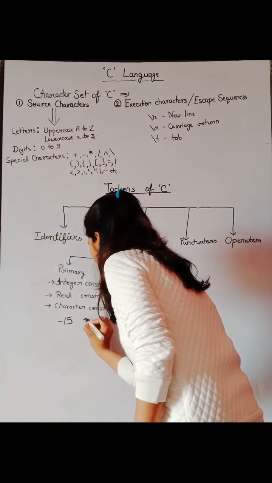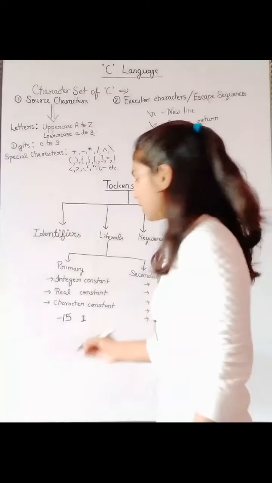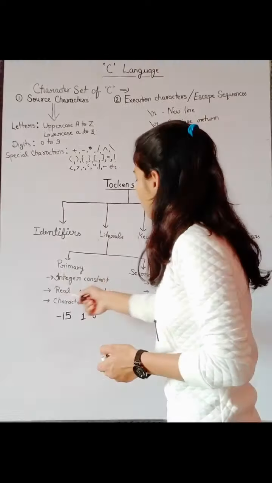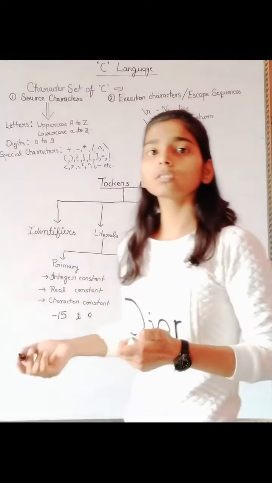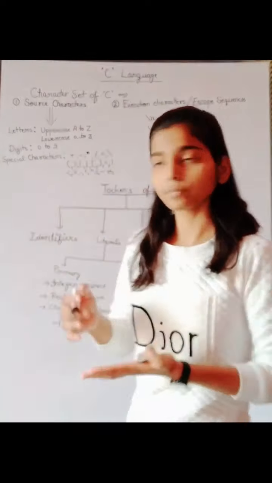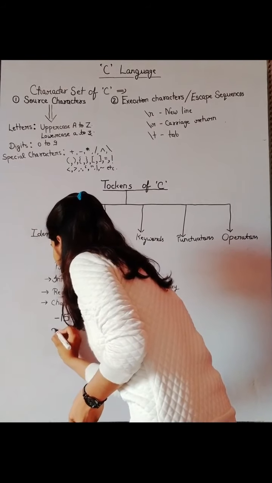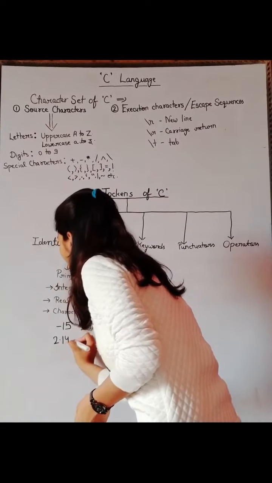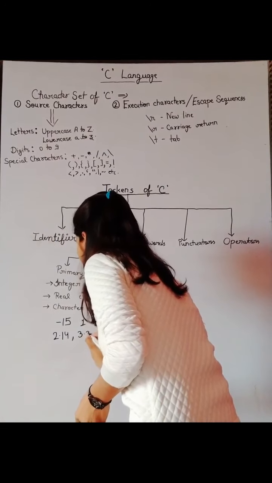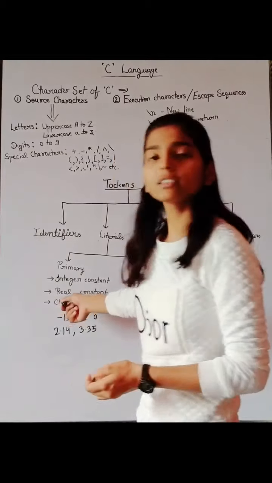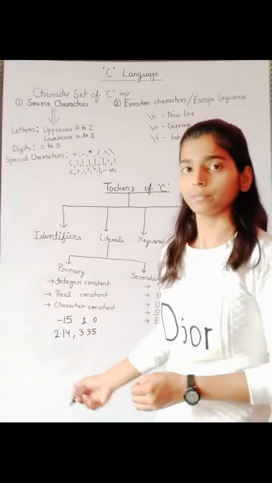I am writing here 1. This is an integer constant. 0. This is an integer constant. Now let's move to the real constant. Real constants are the point numbers, such as 2.14, 3.35, etc. Okay. Now let's talk about the character constant.